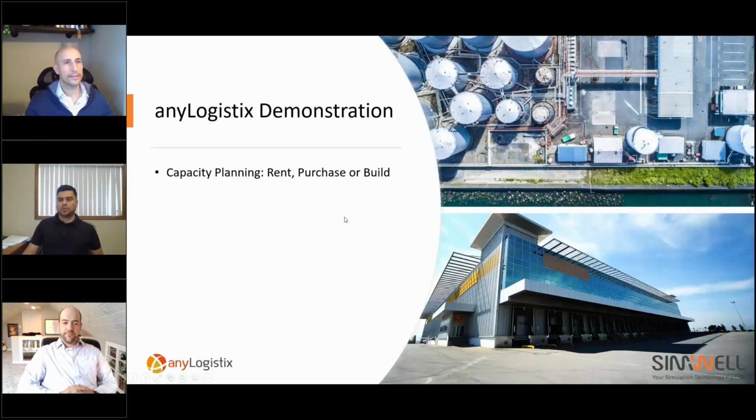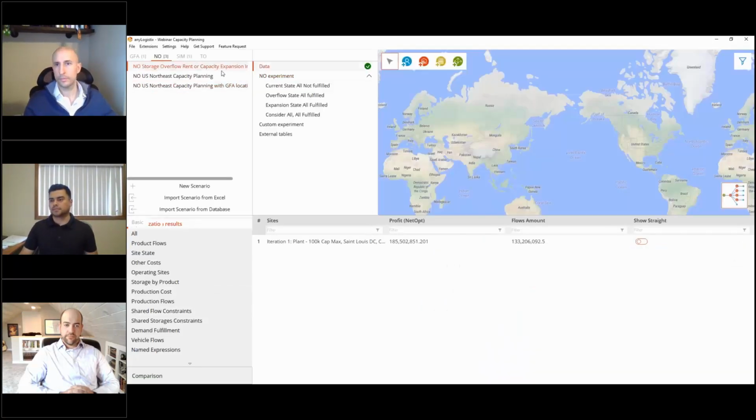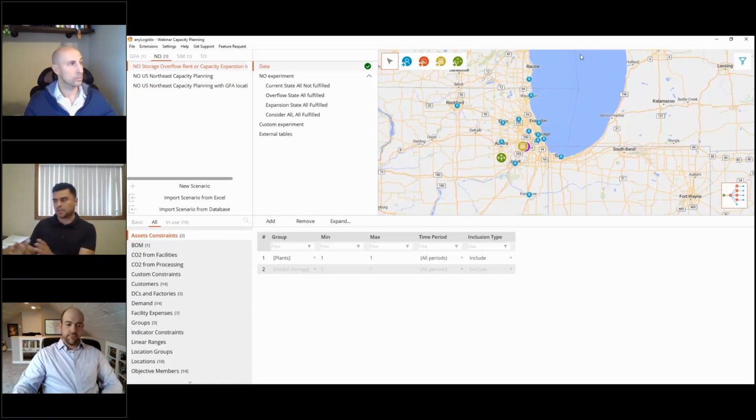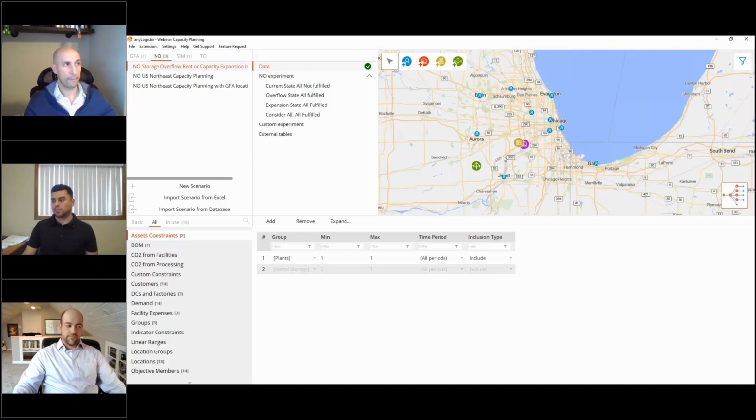Okay. So we're going to do an actual demonstration now on the tactical side of capacity planning. Should we rent, purchase, or build? This is coming from the bigger model that we just did. This is now the Chicagoland market. We still have our headquarters here with a plant, but now let's take a look at our current scenario. We're going to run this for 5 years and understand what situation we're encountering.